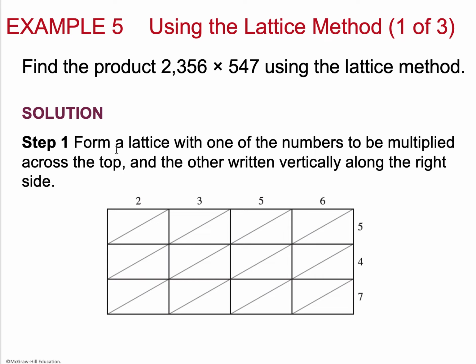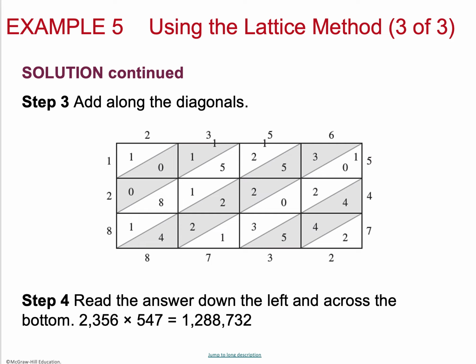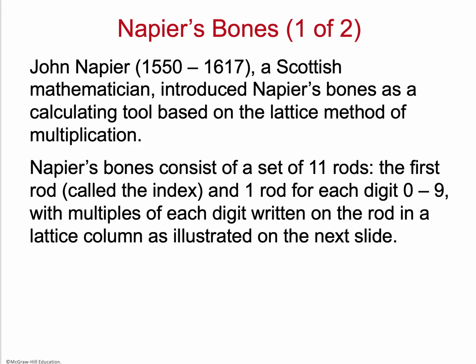So then I have 2,356 times 547. So I write out my lattice boxes, I do my multiplication calculations. If I just have one digit, like when I have 2 times 4 is 8, we would actually put a 0 in the top piece of the lattice. Then I'm going to form my diagonals. I'm going to add my diagonals to get the numbers from here all the way to here, and I get 1,288,732.